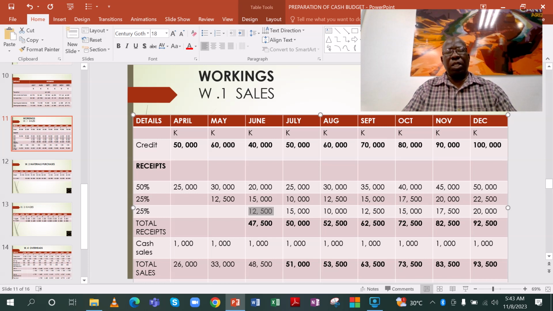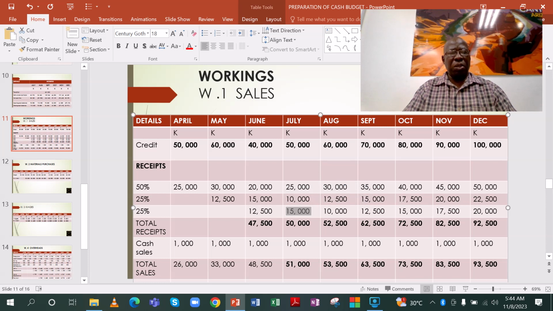The same applies to 60,000. Half of it will be paid in the month of sale, that is 30,000. 25% of that will be paid in the month following the sale, that is 15,000 in May, then 25% in the month following, which is 15,000 again, to be paid in July. The same pattern is followed under 40, 50, 60, 70 through 200 in like manner.